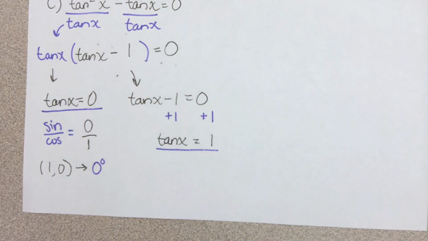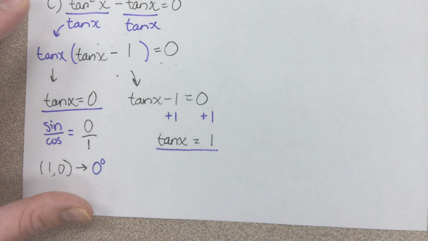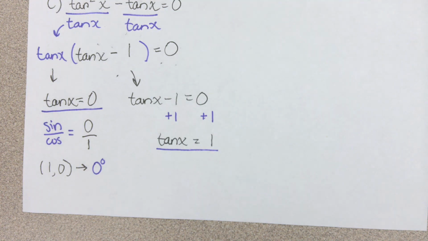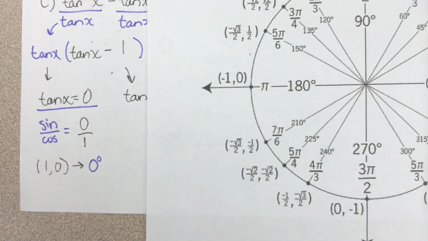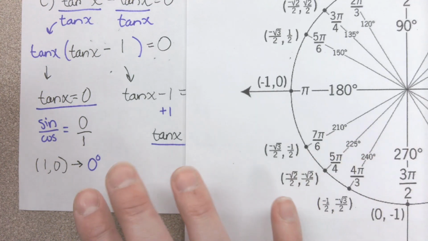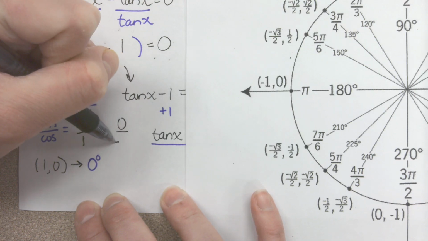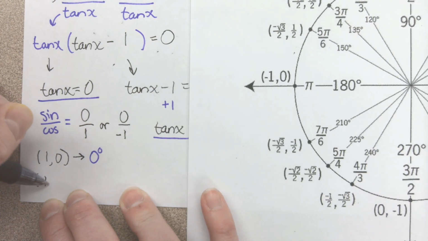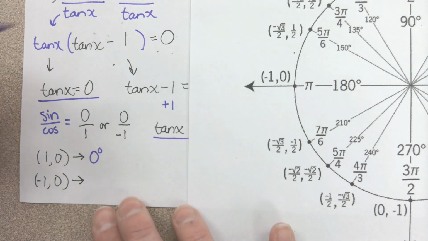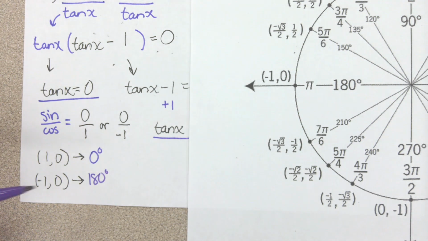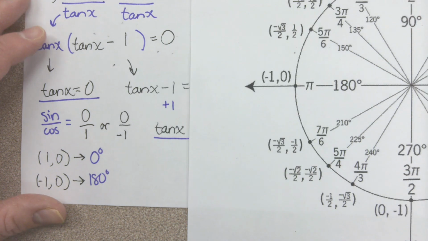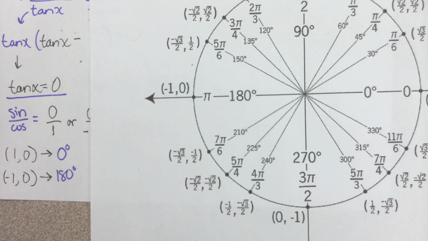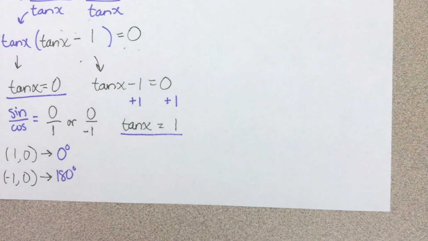Now this works with one other point on the unit circle. Does anyone know what that is? Yes. We can also have 0 over negative 1, and we'll still get 0. So that point is at 180. So these are the two x values that satisfy tangent of x equals 0. That's one way to go about this problem.